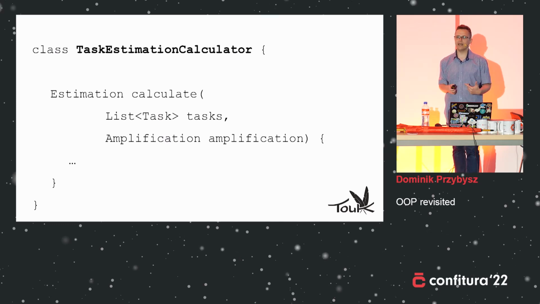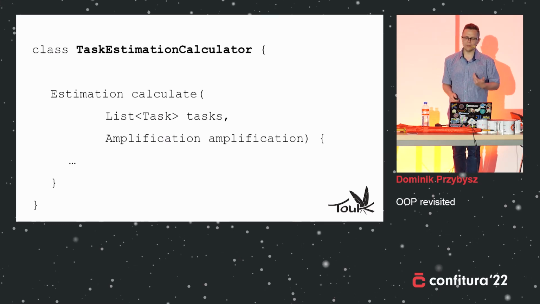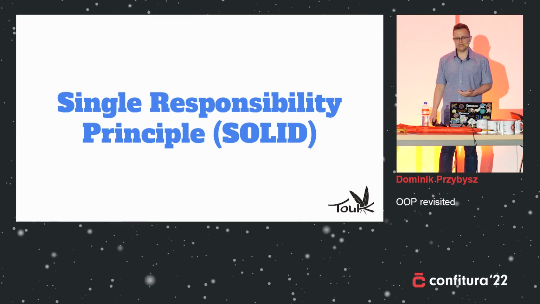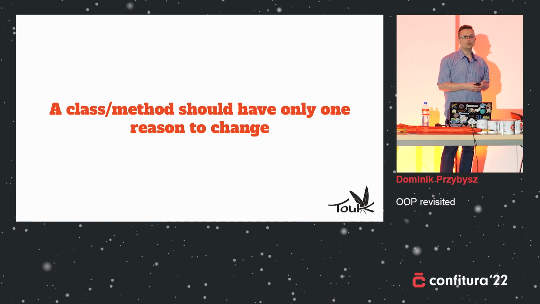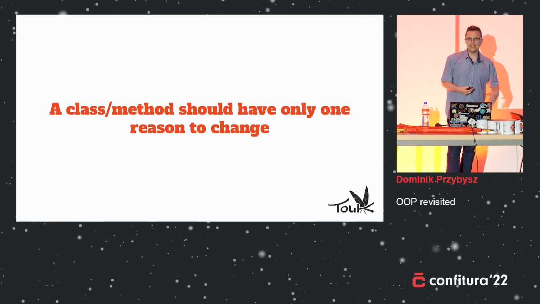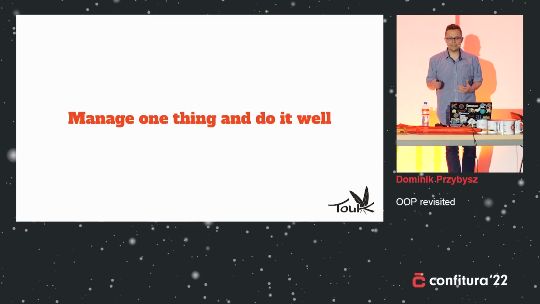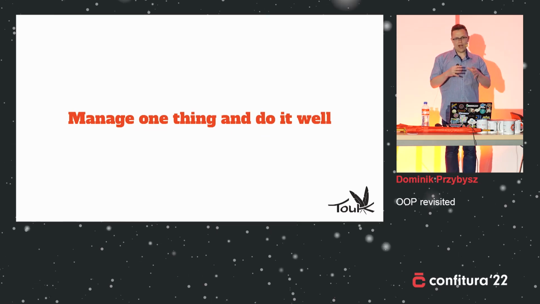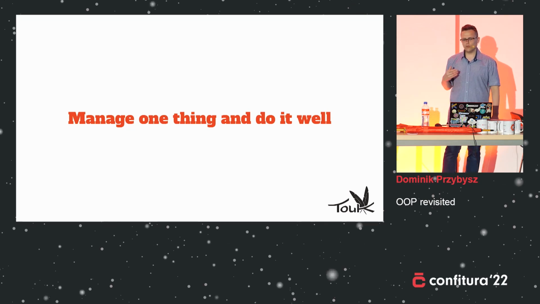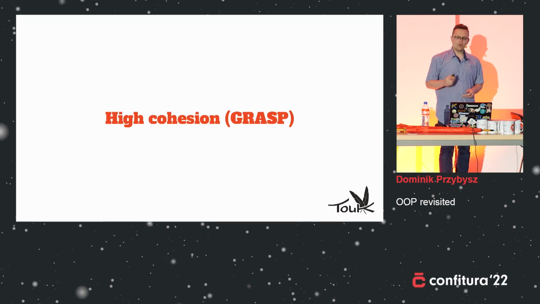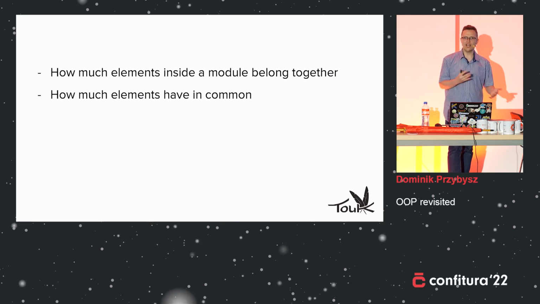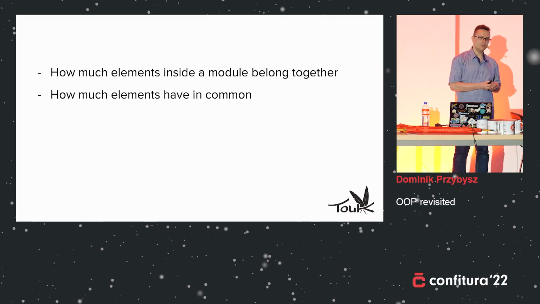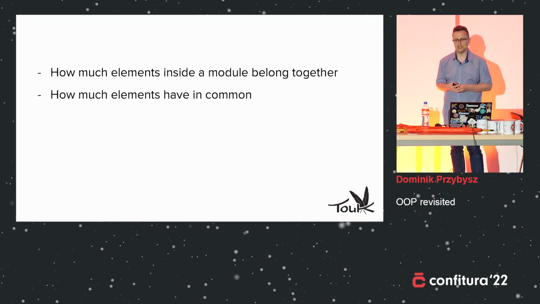And it leads us to another principle that we have in SOLID, which is called the single responsibility principle. This principle is about creating classes or methods that should have only one reason to change. It's not about doing one thing. It's about managing one thing and doing it in a proper way. So the objects that we are creating should follow the high cohesion principle. Cohesion is a way of measuring how much elements inside some module, whatever it is, belong together, how much they have to be used in common, how much they have in common in our code.